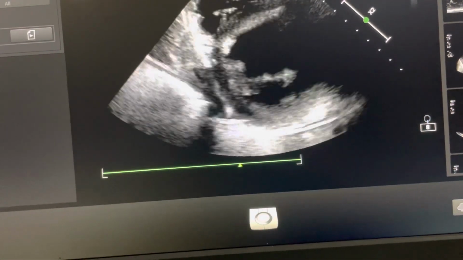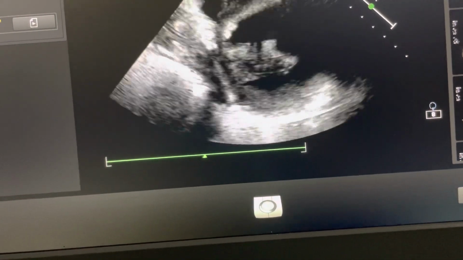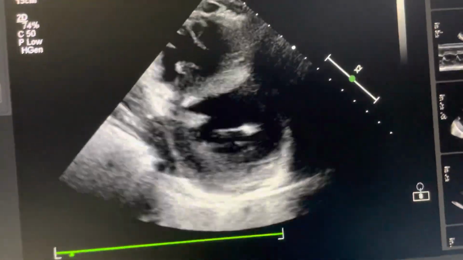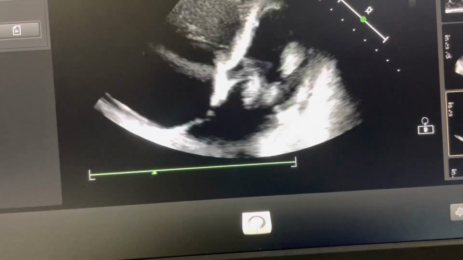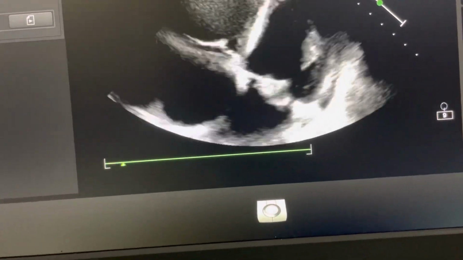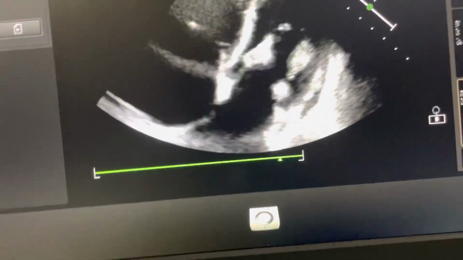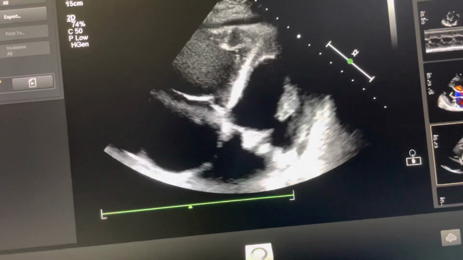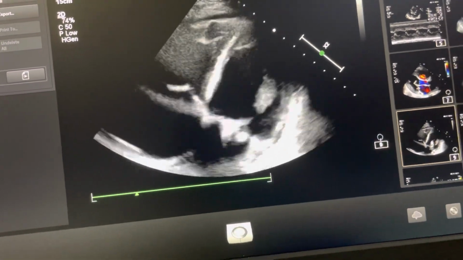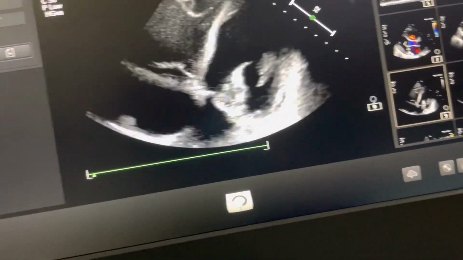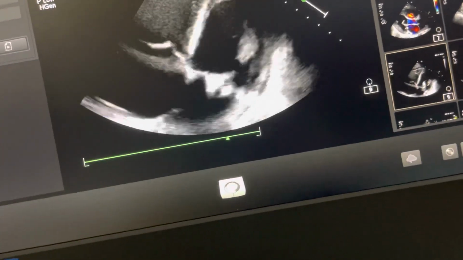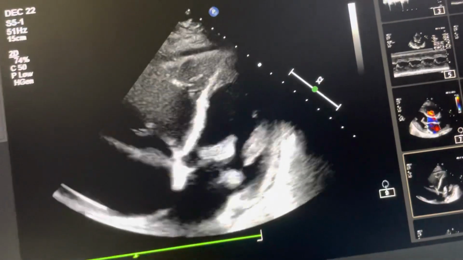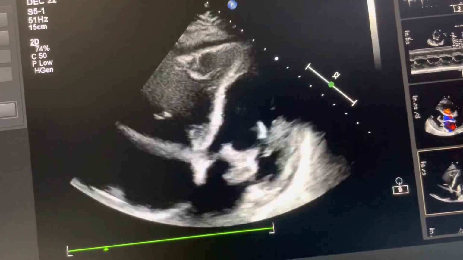This is again the image. Here you see the vegetations. In this image again you see the vegetation, but what I want to show you is to see the contraction of right ventricle. The free wall of right ventricle is not contracting compared to the apex of right ventricle. The apical portion of right ventricle is contracting, but free wall of right ventricle is not contracting.